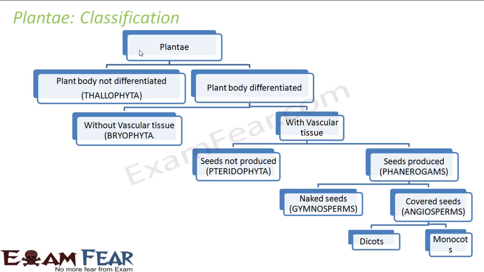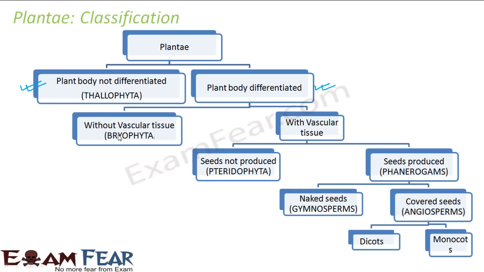Here the plant kingdom is classified into two types based on the body differentiation. First one is plant body not differentiated. They are known as thallophytes. That means there is no distinct root, stem and leaves. And the other category was those plants whose plant body was well differentiated. Plants with well differentiated bodies were again divided into two types based on whether they have the vascular tissue or they do not have the vascular tissue.